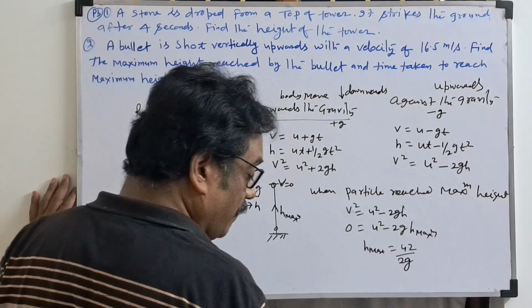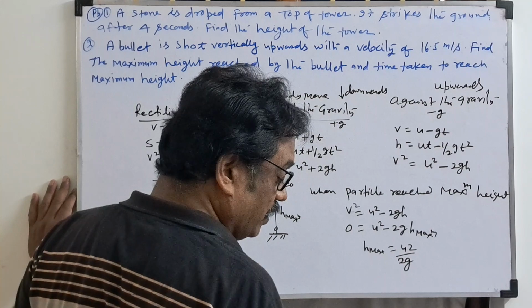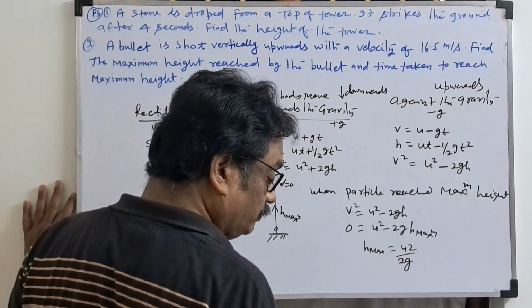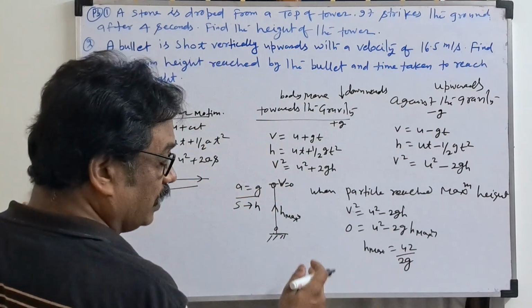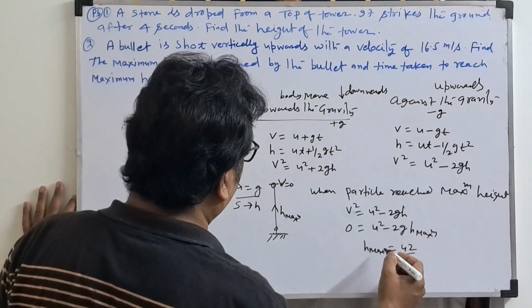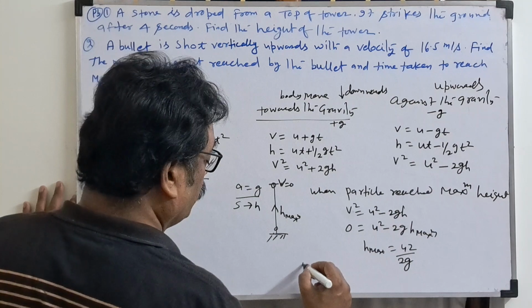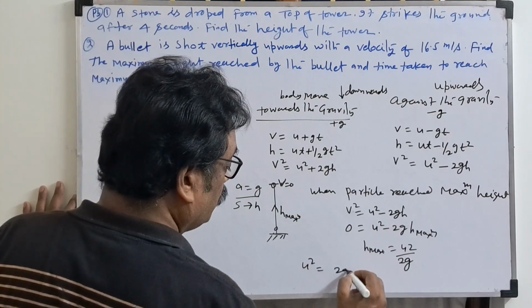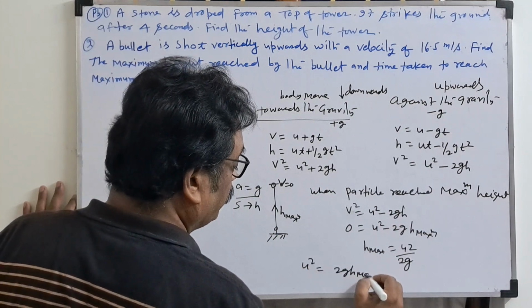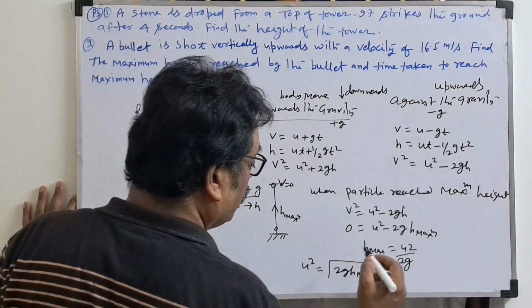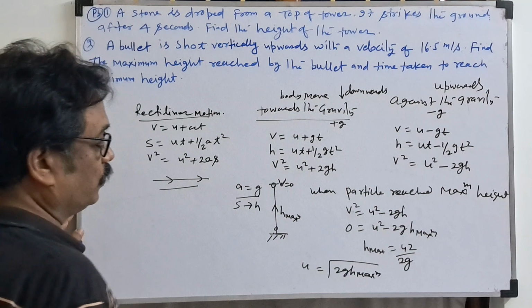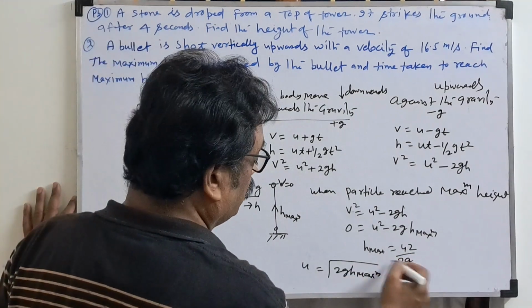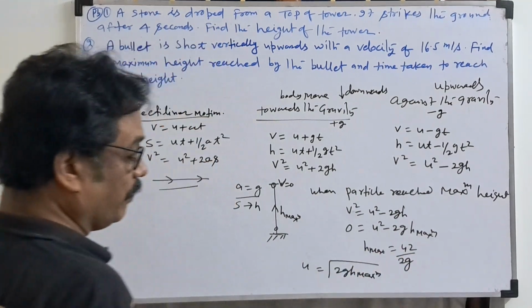If they ask what is the initial velocity of the particle when it reaches the maximum height, what will be here? U square is equal to 2G H maximum. So U is equal to square root of 2GH. Like this we can remember the formula.